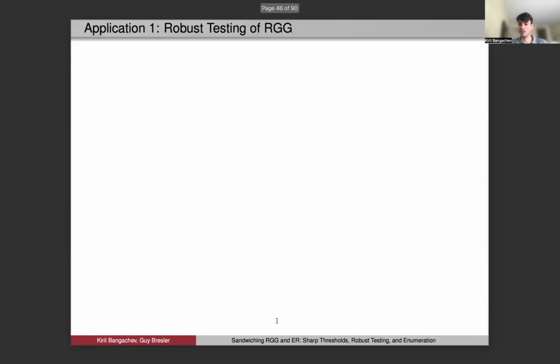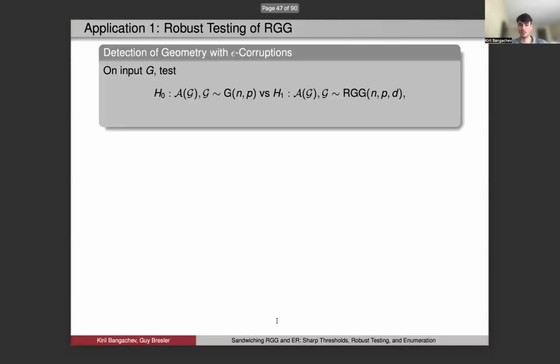So the first application is on robust testing of random geometric graphs. So recall the testing question, which can essentially be defined as follows. On input G, we just test whether the graph is from Erdos-Renyi or is it a random geometric graph. In the robust testing, however, we allow for an adversary, and what the adversary is allowed to do is just to change any epsilon n choose 2 times p edges. Note that n choose 2 times p is the expected number of edges in both the random geometric graph and in the Erdos-Renyi. So we scale in terms of the expectation.